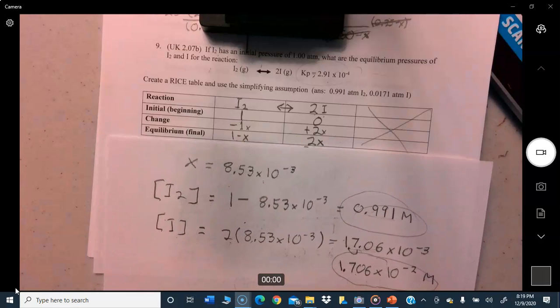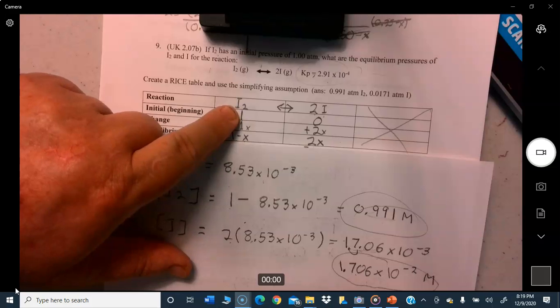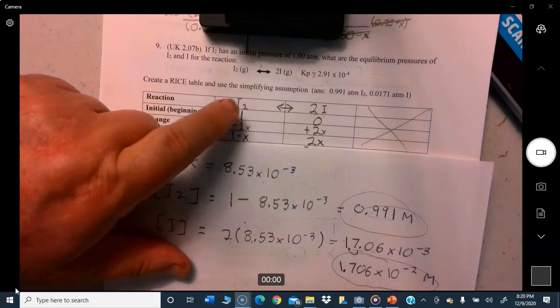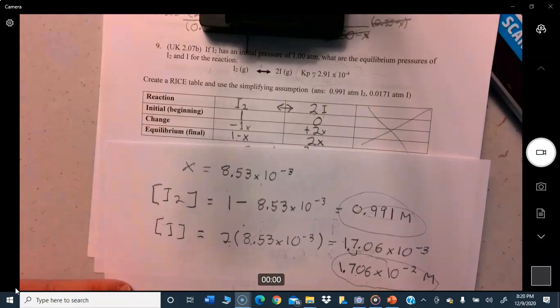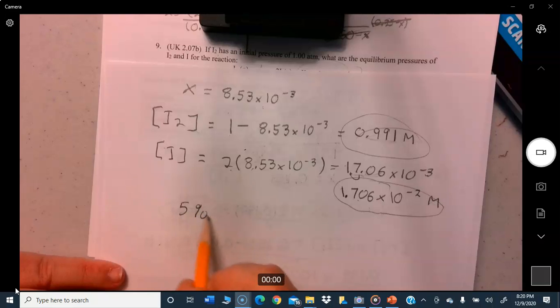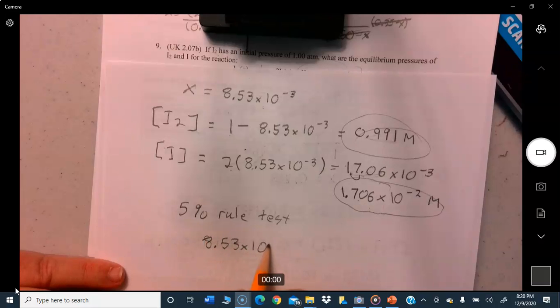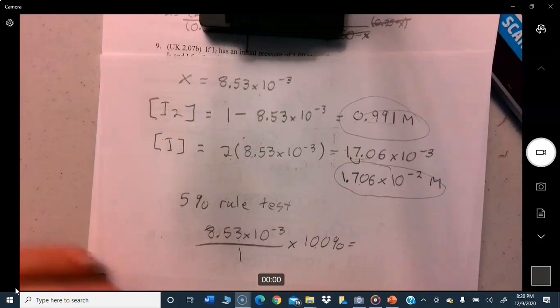All right, so let's test it. Let's see if our X, the only concentration we have to start with, it's always with the initial concentration. And technically you should test all of them if there's more than one and they're different, but in this case we just have one. Okay, so we're going to come down here, we're going to do the 5% rule test. We're going to take X over initial concentration, which was 1, that's really easy, times 100%. So it's just going to be this times 100 and then put a percent sign on the end of it.